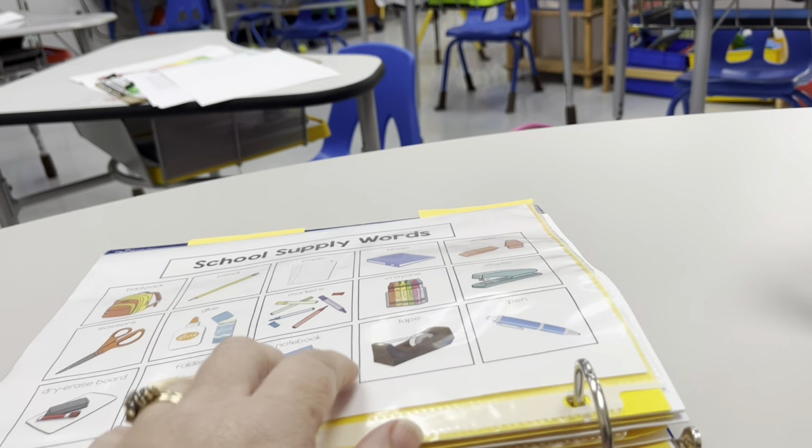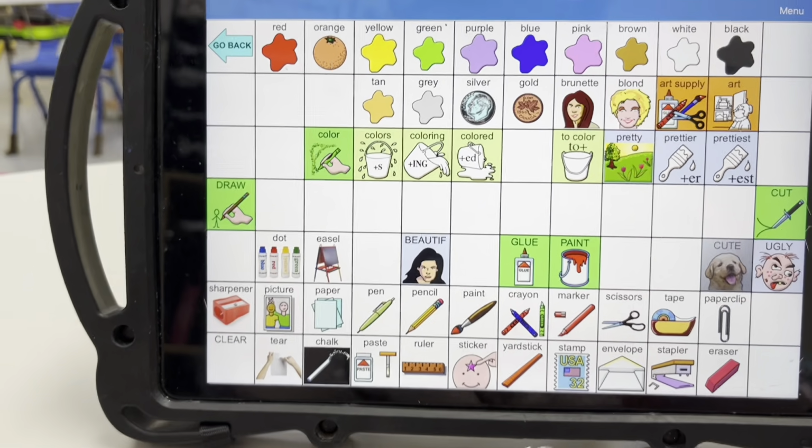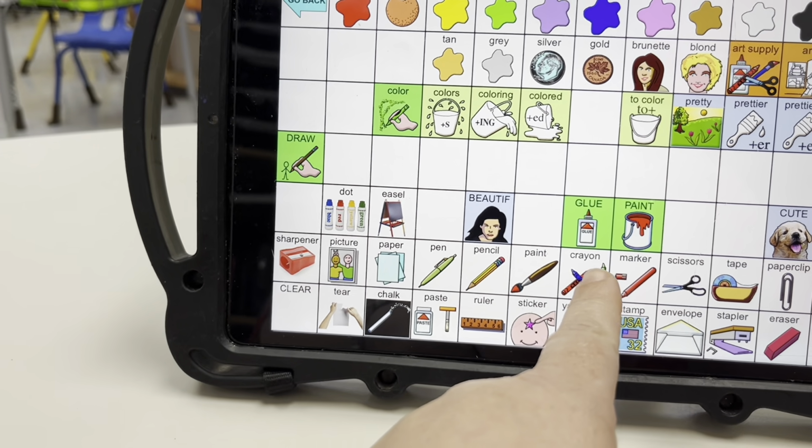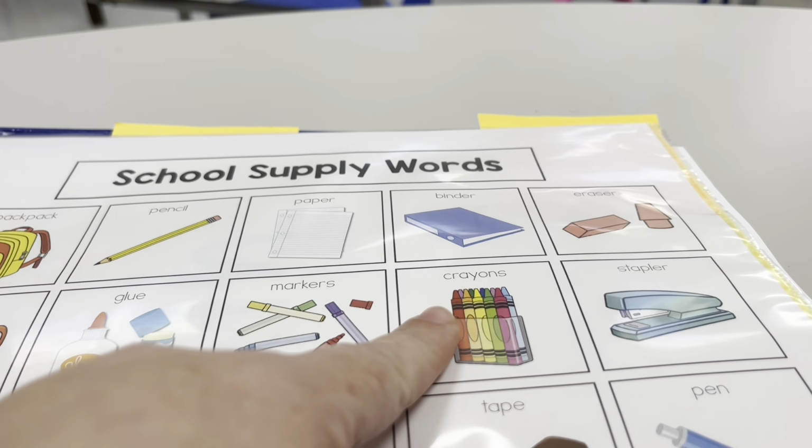A lot of these school supply words for LAMP Words for Life are inside of the color section. And as you can see, here is the word crayon. This is the word I would teach them. This says crayons.